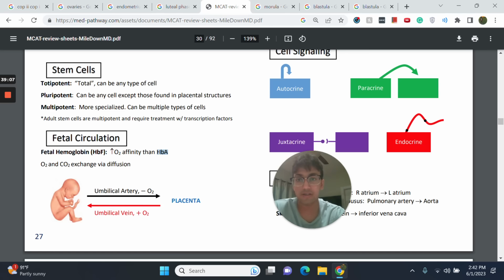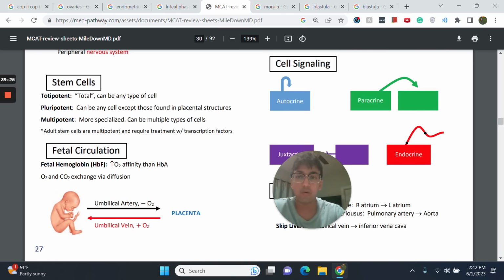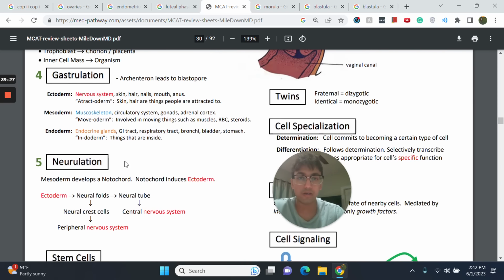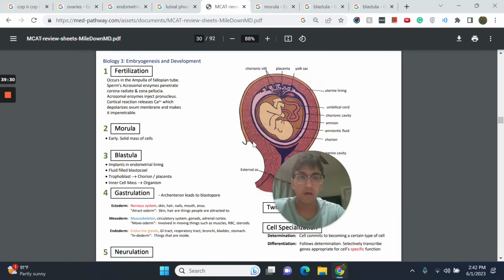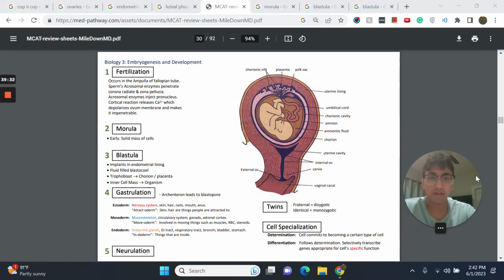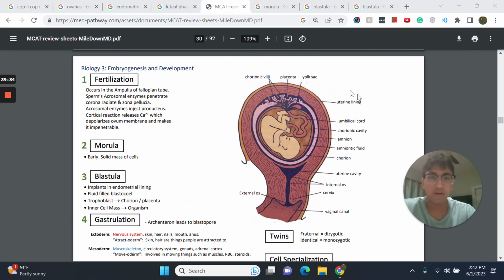And the reason for this is because the fetal hemoglobin really, really wants that oxygen in order to get it. And so that's why the oxygen diffuses from the placenta, from the mother to the embryo. And so this oxygen and carbon dioxide exchange happens through diffusion because the fetal hemoglobin wants that oxygen more than the adult hemoglobin.